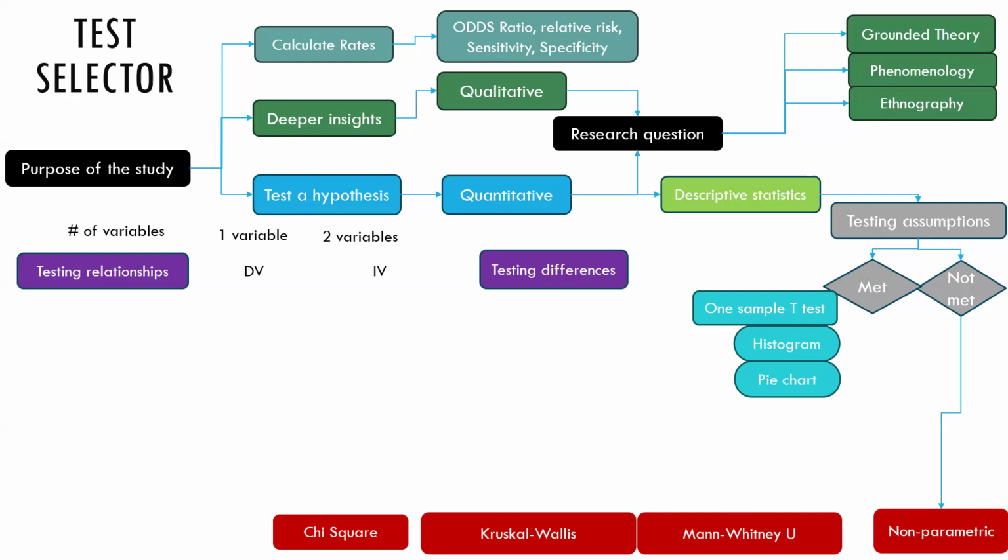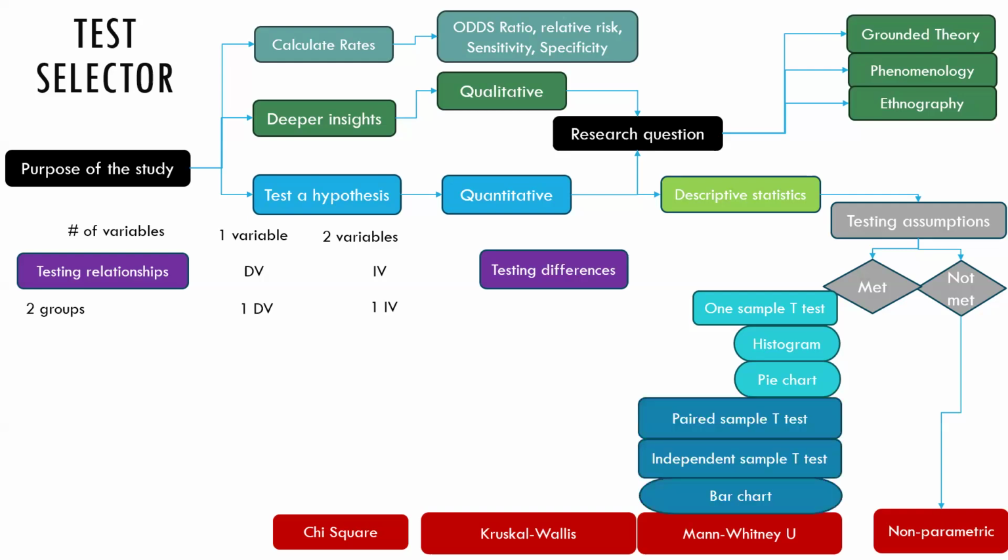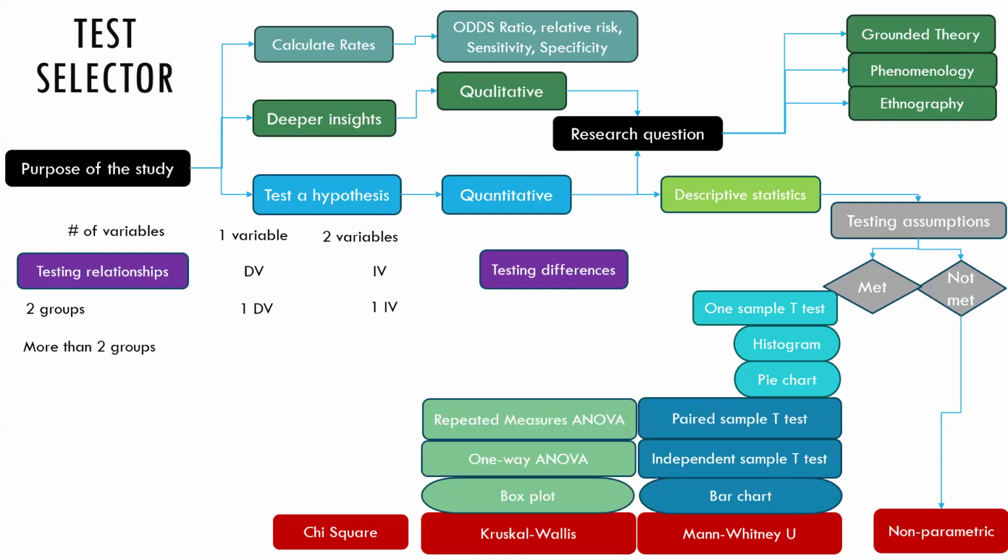If you have two variables, now you need to know about your dependent and independent variables. If you have one dependent variable and one independent variable with two groups, then you're looking at either a paired sample t-test or an independent sample t-test, and you can use a bar chart. What if you have more than two groups? Then you're going to be looking at a repeated measures analysis of variance, a one-way or an n-way analysis of variance, or a box plot.